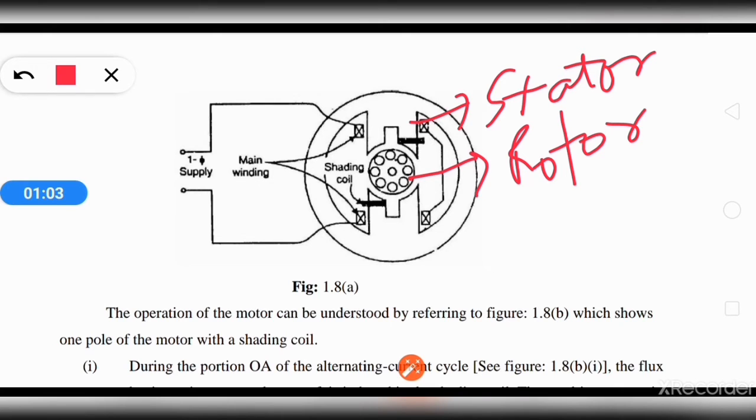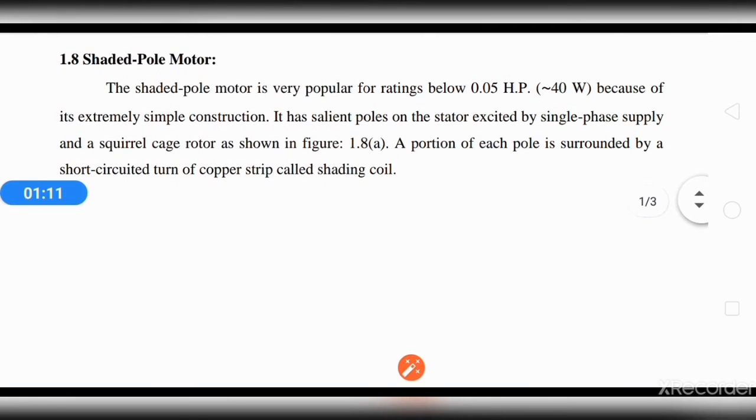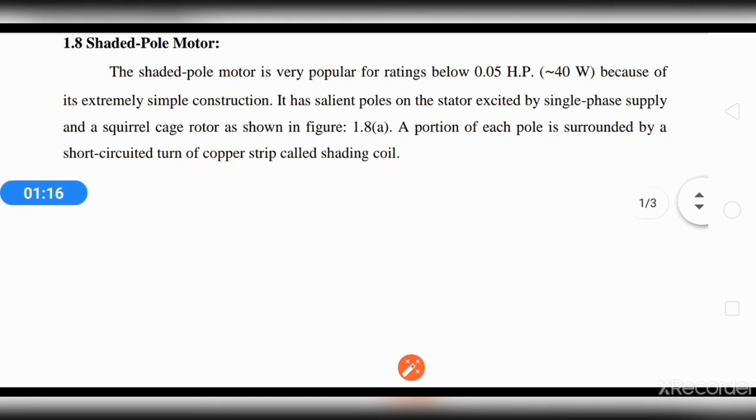There is one copper coil here, which is known as the shading coil. This is the major difference in construction. A portion of each pole is surrounded by a short circuited turn of copper strip known as the shading coil. This is the important feature incorporated in the shaded pole induction motor.